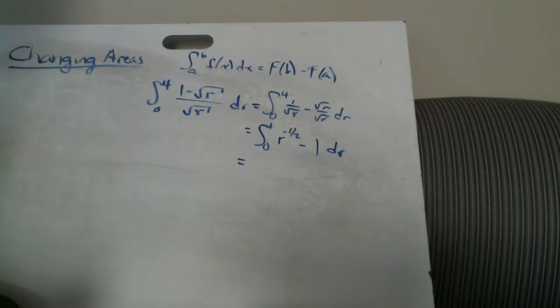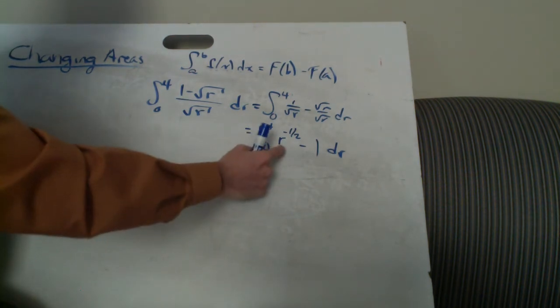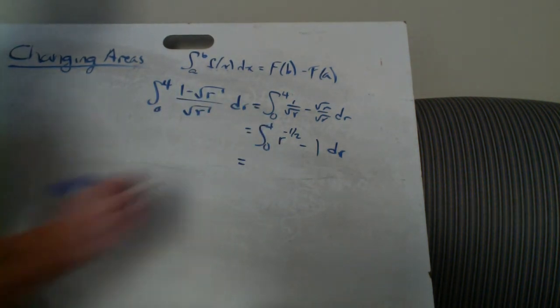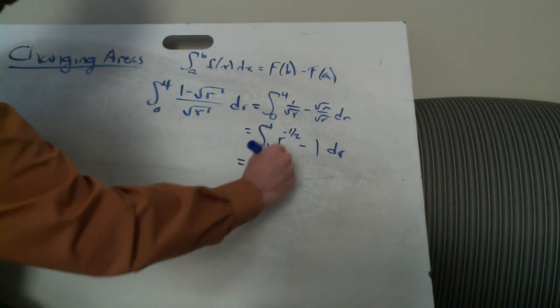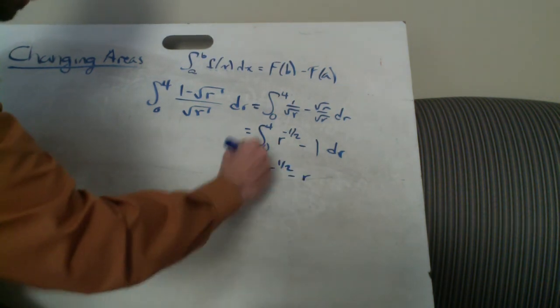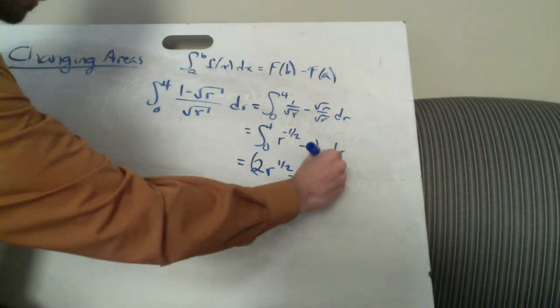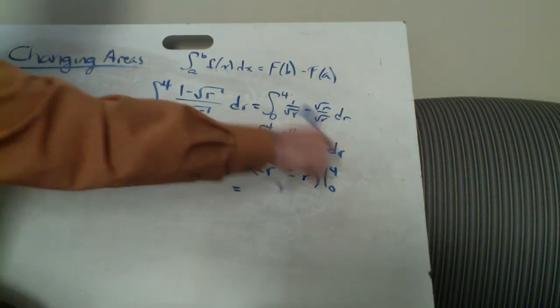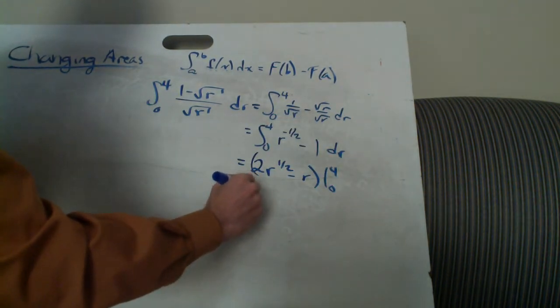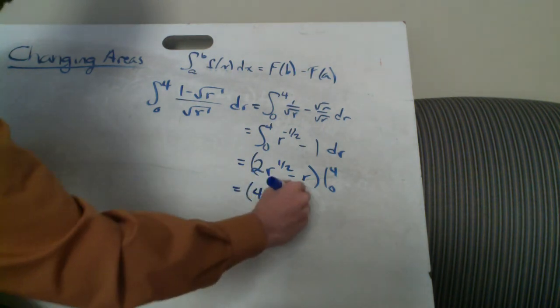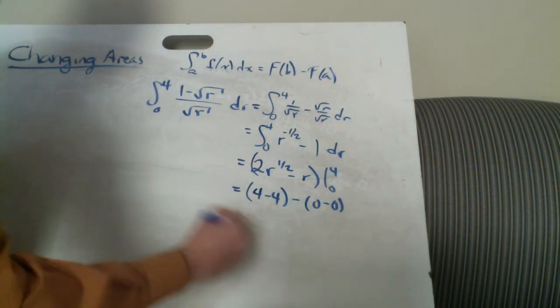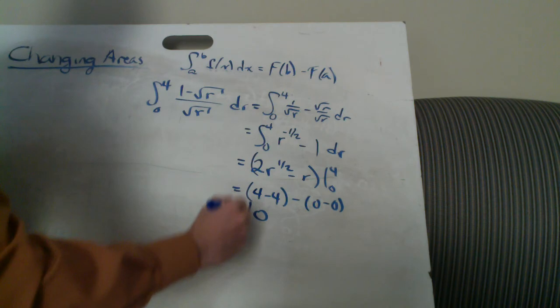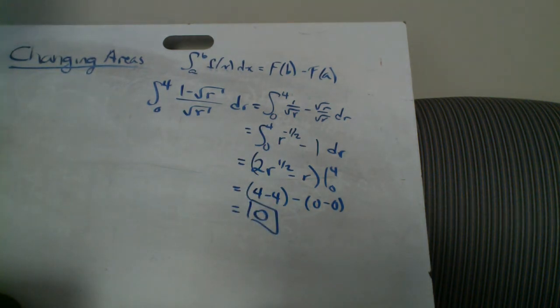And so what is this? Well, the antiderivative of this, I add 1 to the power, I divide by that new power. This becomes 2r to the 1/2 minus r. I'm going from 0 to 4. I plug in 4, I get 4 minus 4. I plug in 0, I get 0 minus 0. This is just 0. Super cool, right?